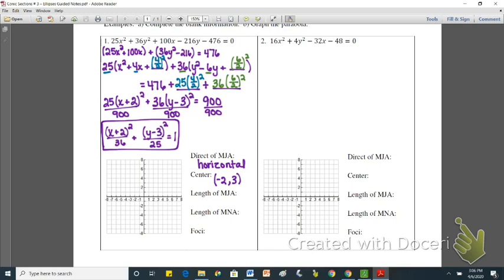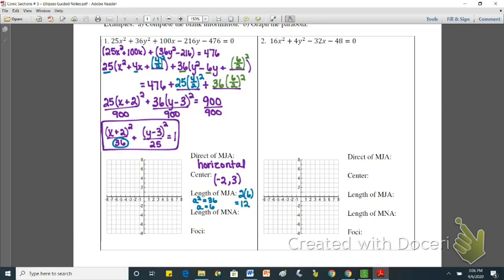For my major axis, I am going to take this number, 36. That tells me that a squared equals 36. So if I square root both sides, a equals 6. The length of my major axis is always 2a. So that is 2 times 6, which is 12.